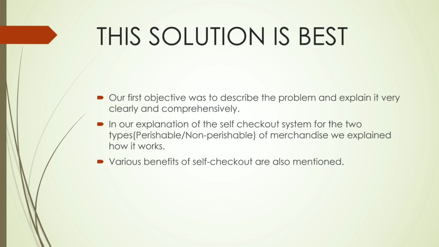Why is this solution the best? First, our objective was to describe the problem and then explain it very clearly and comprehensibly. Second, in our explanation of the self-checkout system for the two types of merchandise, the perishable and the non-perishable, we explain how it works. Also, the various benefits of self-checkouts are mentioned.